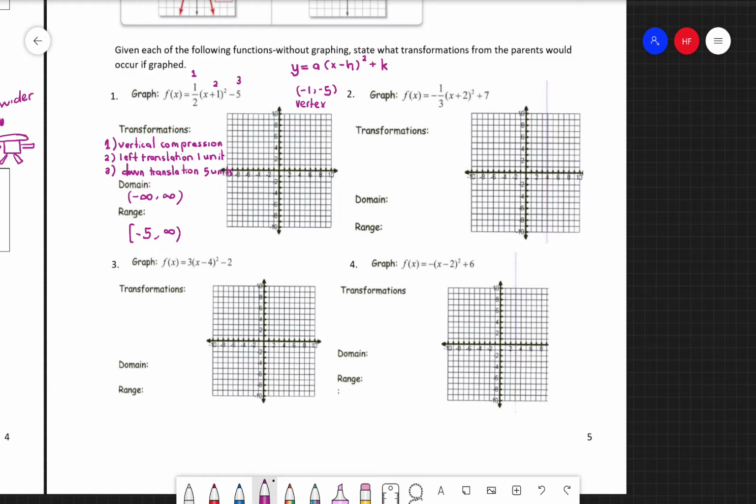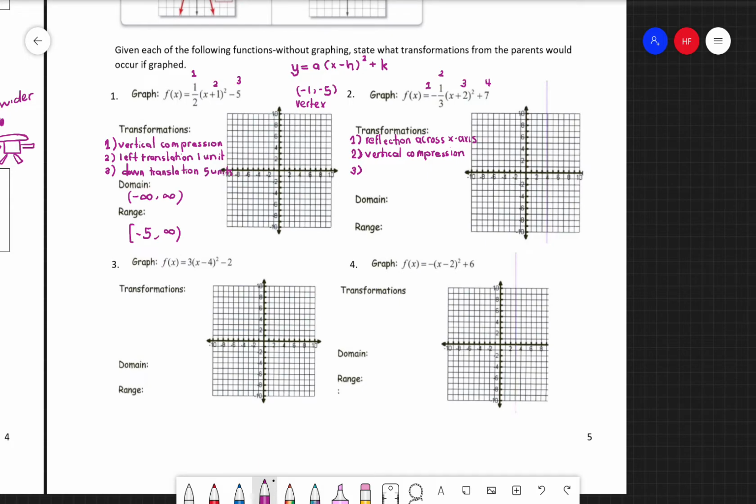So the changes that I have, we've got 1, 2, 3, and 4. The first change I have is that negative, which makes a reflection across the x-axis. The second change that I have is that 1/3, which is going to vertically compress by a factor of 1/3.